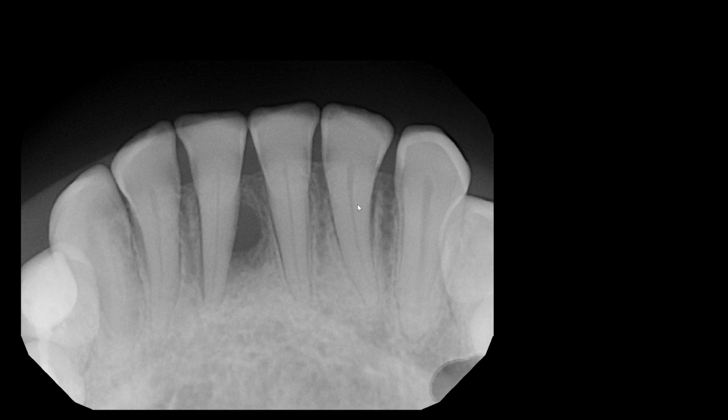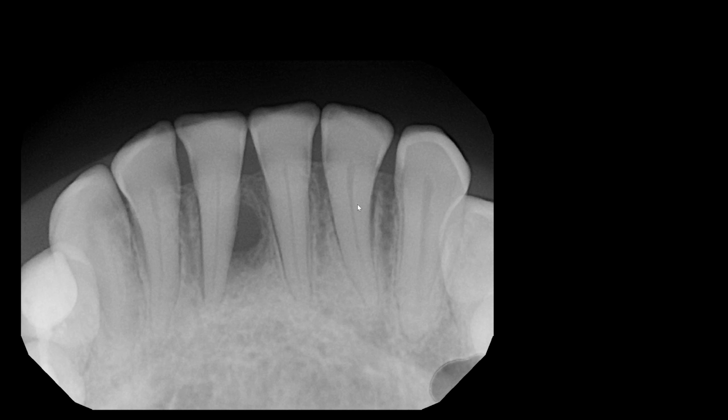And whether there's a displacement or not, does it cause expansion of the buccal cortex or lingual cortex, which we cannot tell definitively based on this radiograph, but those are some of the things you have to ask yourself.